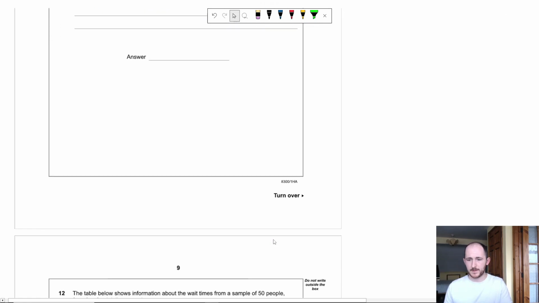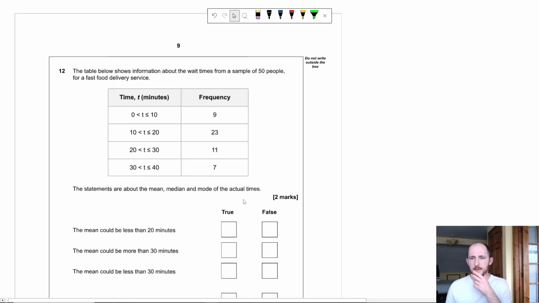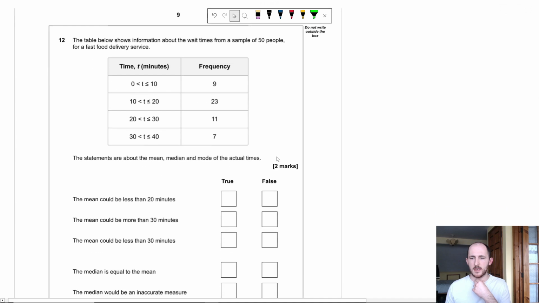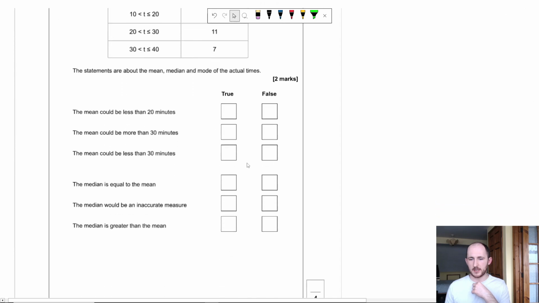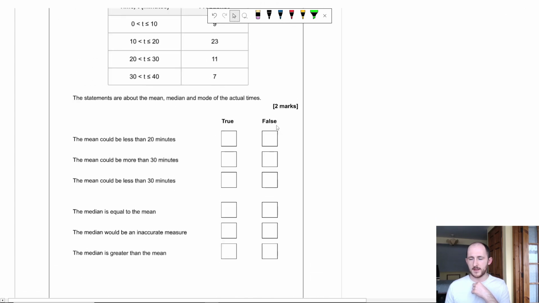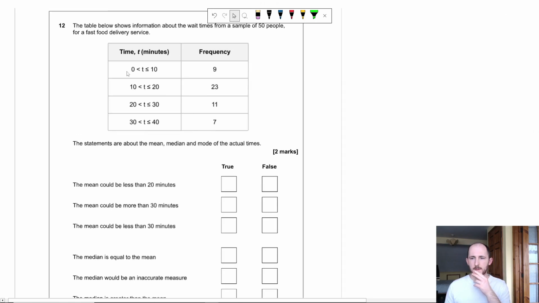Okay? So, a table shows information about the wait times for a sample of 50 people for a fast food delivery service. So this is in minutes, and this is the frequency. The statements are about the mean, median and mode of the actual time. So we have quite a bit of stuff here. For every one you get wrong, you drop a mark, okay? So, if you look at this data, we have a big peak here. Okay, cool. The mean could be less than 20 minutes. Is that true or false?